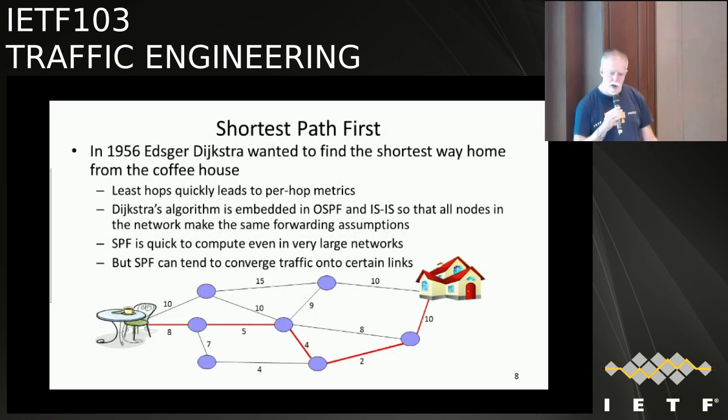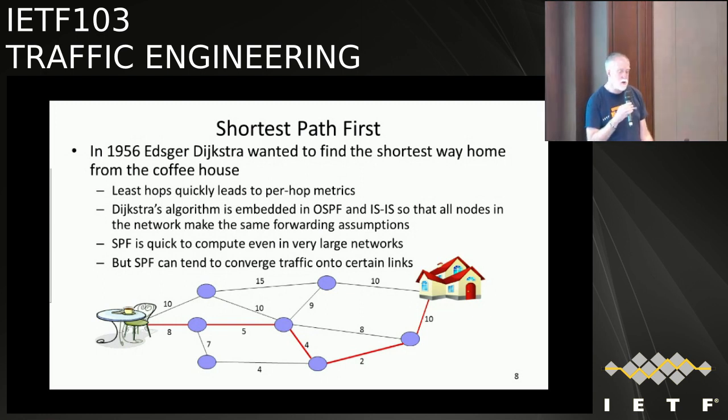All right, computer science networking 101, shortest path first. It's what our IGPs do. It's how we generally deliver IP traffic in the network. And it's great, except that traffic tends to converge towards certain links. And it's just a little bit hard from outside the network to know where your traffic is going for any particular flow.